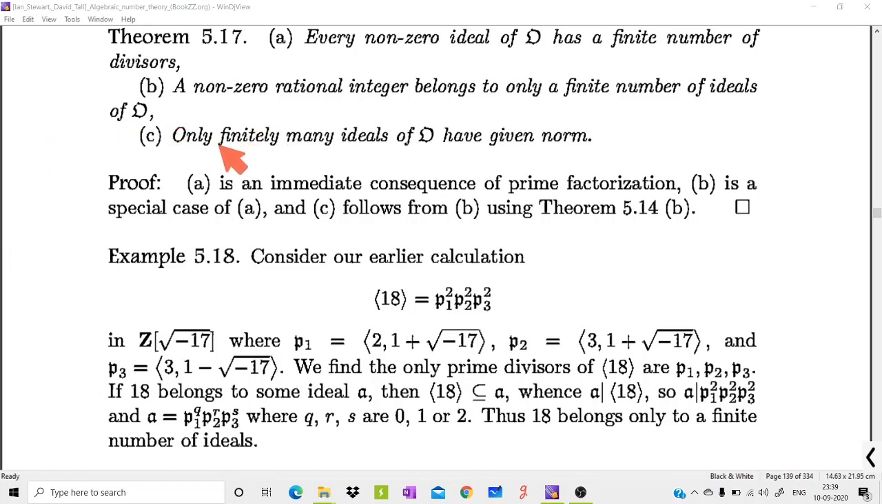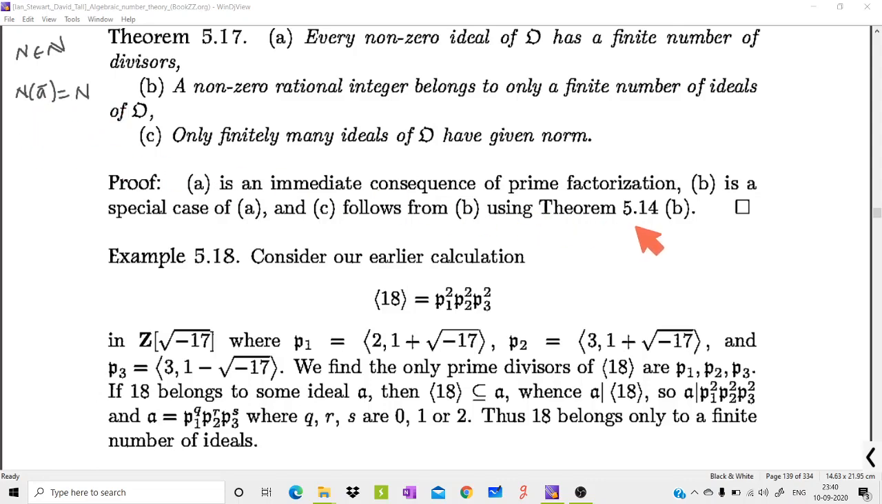Now we can prove the C part. Only finitely many ideals of O have a given norm. That is, if we start with a positive integer n belonging to N, we need to find out the number of ideals. Is it finite or infinite? Whenever the norm of A is n, we need to find the ideals A with norm A equal to n. We need to find the ideals of this form, where the norm of A is n.